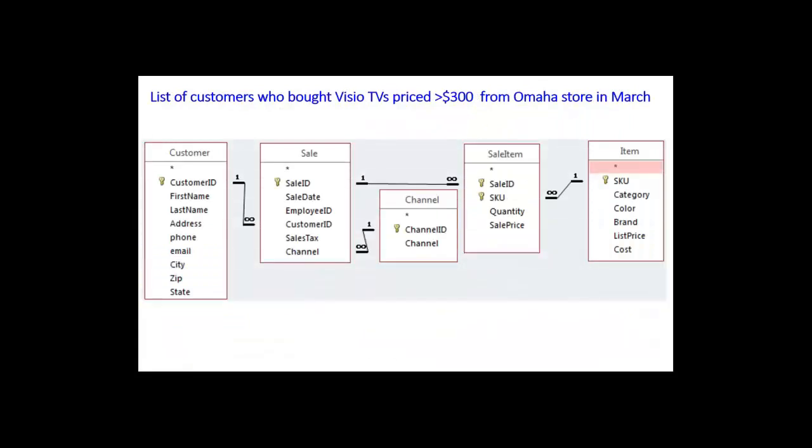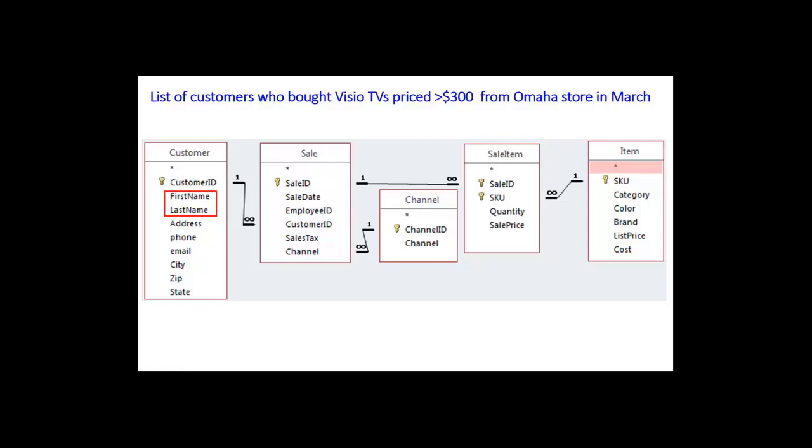List of customers who bought Vizio TVs priced more than $300 from Omaha store in March. Well, that's a long question. We need a list of customers and their city, Omaha. So we need a customer table. We need a sale table. We need a date. We need a channel. The customer may not be from Omaha, but bought from Omaha store. So we need the channel table as well.